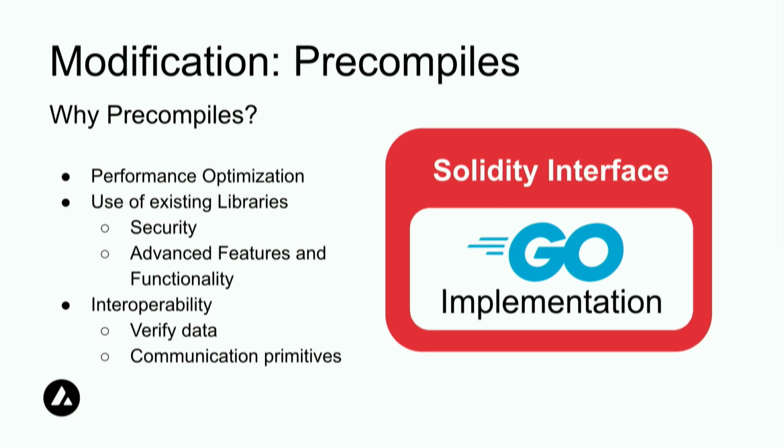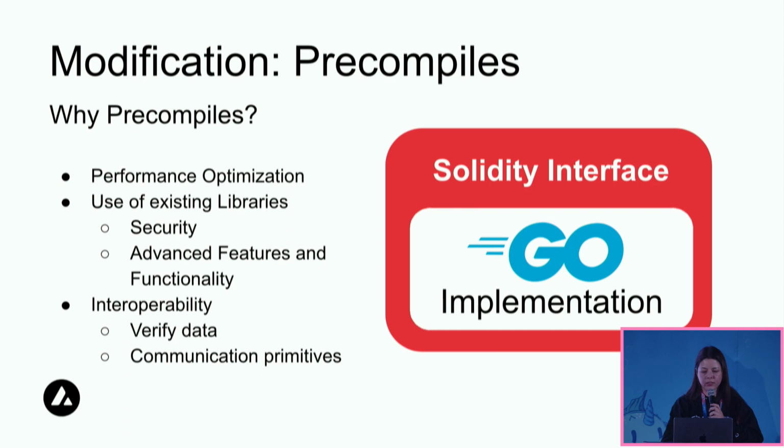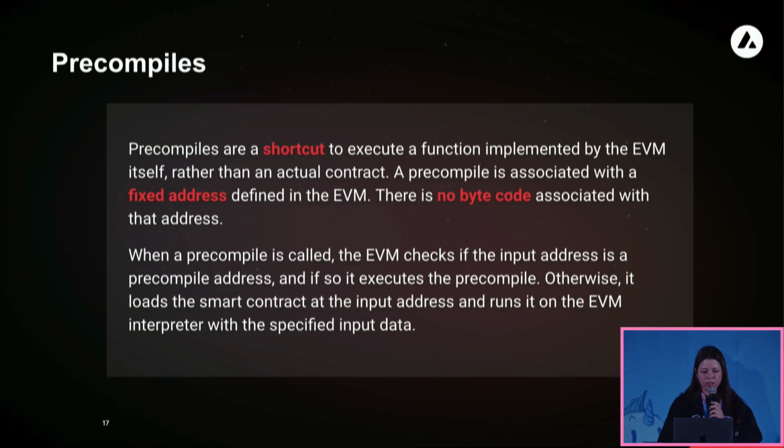Another thing is interoperability, to verify data on communication primitives. This is something where we actually use precompiles to communicate with different chains that are not EVM. If we have some way to decode and encode data from one chain to another, we will be able to start communicating with chains that don't even have the same execution environment, such as the EVM. That is what happened with Avalanche Warp Messaging, if anyone wants to go deeper into that. But for now, just think of the precompile as a wrapper on some Go implementation.